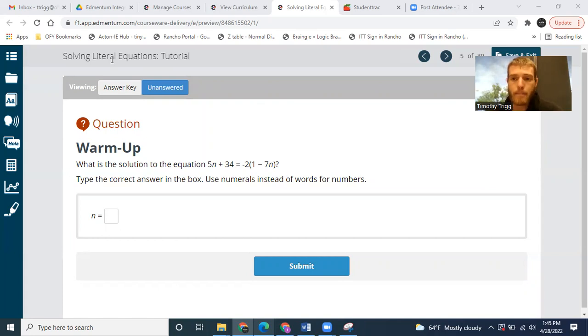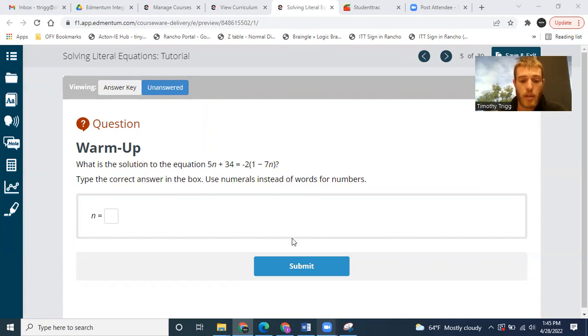So just follow along. And if you write down everything I write and do everything I do, I promise it'll make a lot more sense. And we'll just kind of work through it problem by problem. So let's go ahead and get started. And we're going to go ahead and do this one right here. It says basically solve for n.